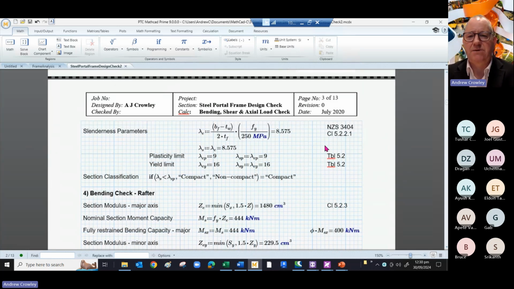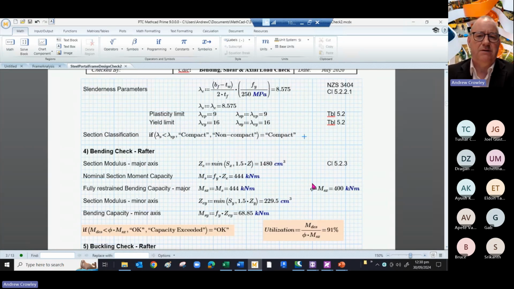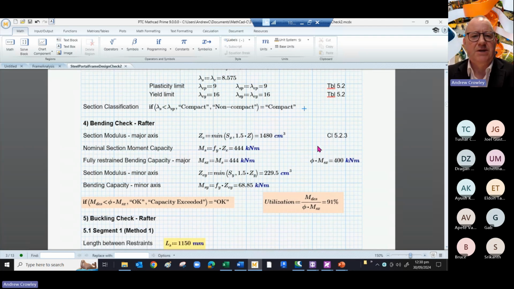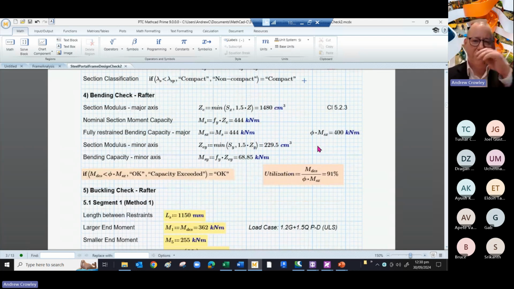And this is looking at clause 5.2.2.1 in the code. And then we compare it with the limits given in Table 5.2. And our section classification has come out as compact. For anybody who's used to Eurocodes, this is slightly different from the Eurocode classification, where we had a much larger range of section classifications.